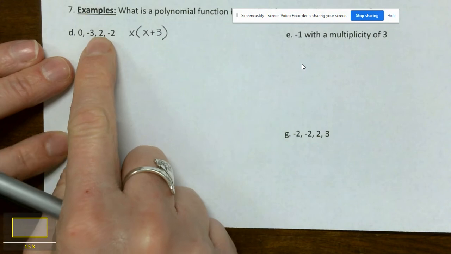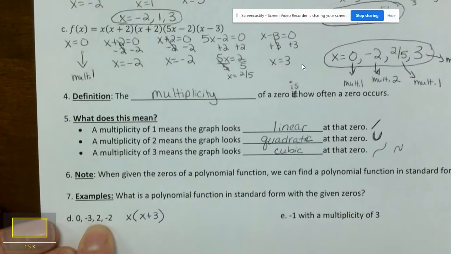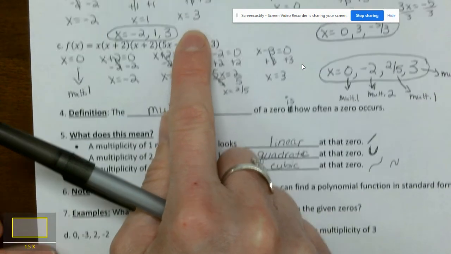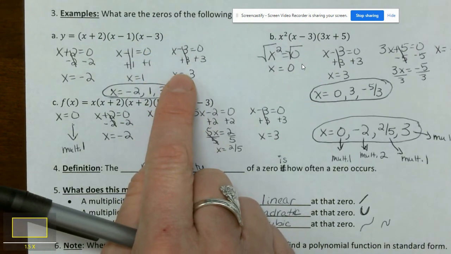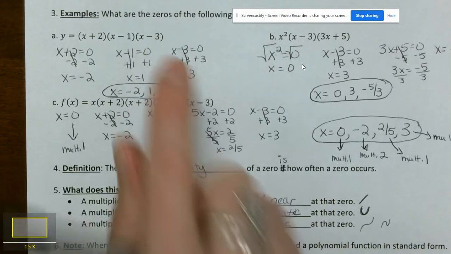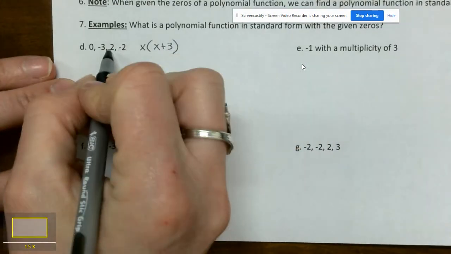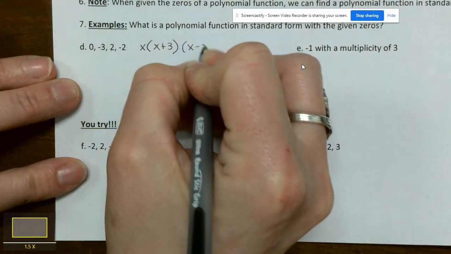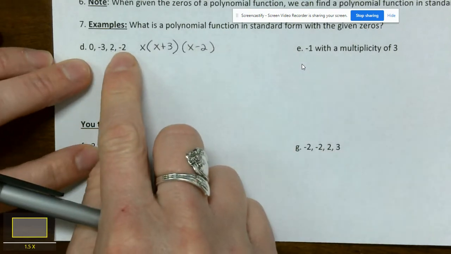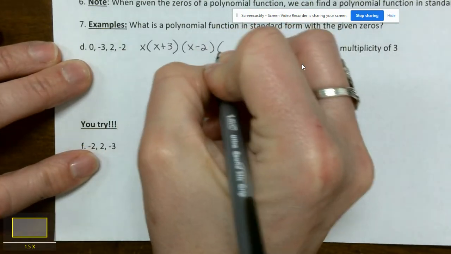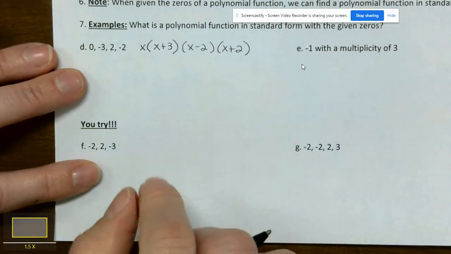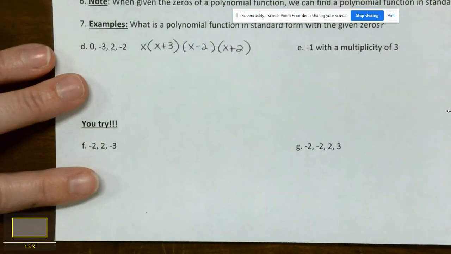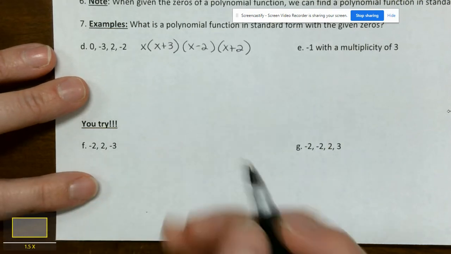When you have a positive 2, you'll notice up here, we had a positive 3 right here, and our factor was x minus 3. So if it's positive, it's going to be an x minus the number. So this is going to be x minus 2. And then, again, we've got a negative, so that's going to be an x plus 2. Okay, now once you get that, it becomes a multiplying thing. So now we're going to multiply.